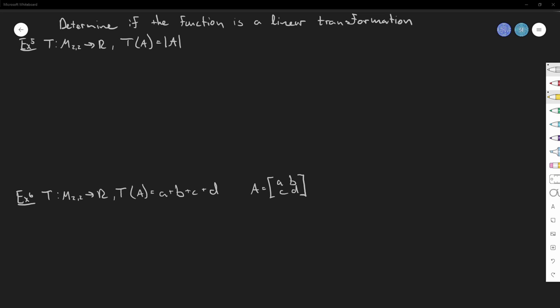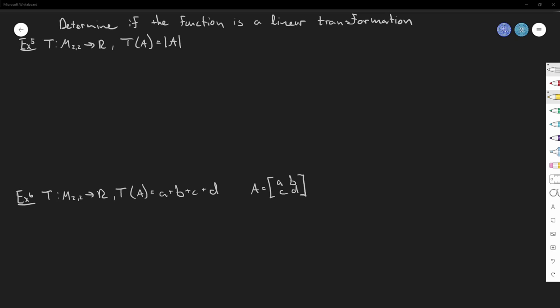Good morning. Welcome back to another example with linear transformations. We're going to continue off with the same thing that we did last video on determining if a function is a linear transformation. This time, we'll be working with matrices.